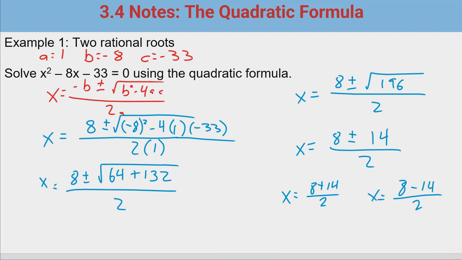8 plus 14 is 22. 22 divided by 2 is 11. And then 8 minus 14 is -6. -6 divided by 2 is -3. So those are my 2 solutions. In reality, we could have factored this using normal trinomial factoring, but I wanted to give you an example that had nice whole number answers.